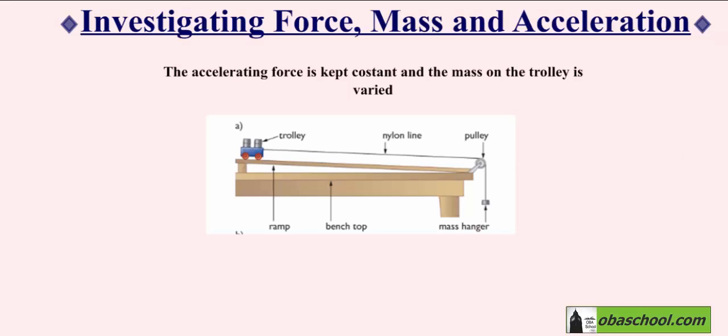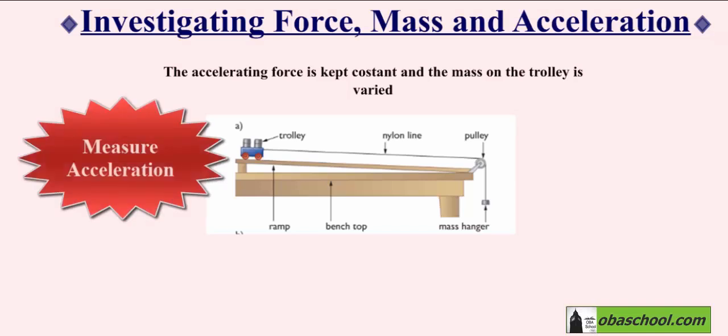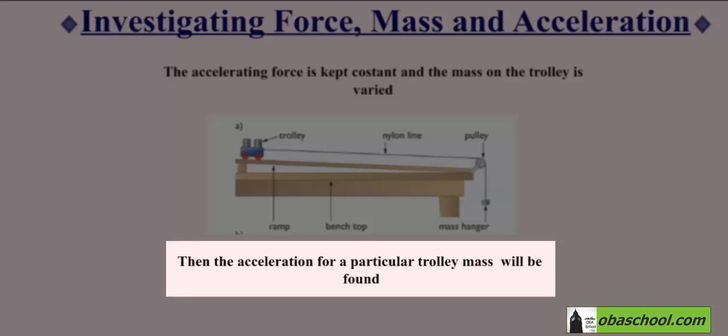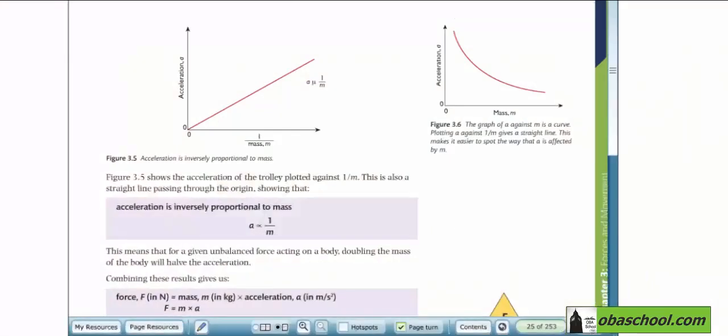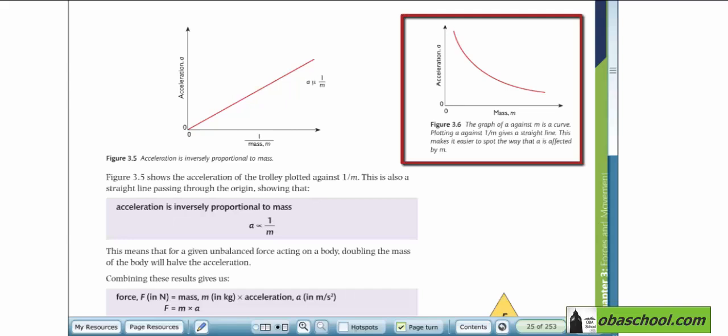So we repeat the experiment by changing the loads, and at each change we measure the acceleration. Then the acceleration for a particular trolley mass will be found. After we get the acceleration and we have the mass, we can draw a graph between acceleration and mass. We can see this graph in figure 3.6. Now we notice that as mass increases, acceleration decreases.